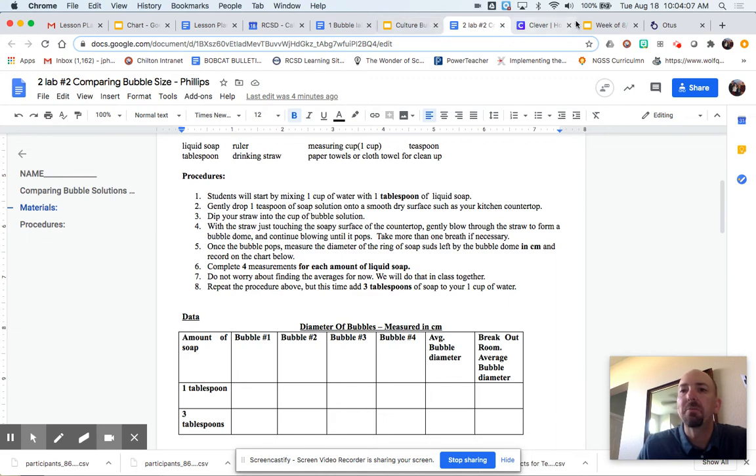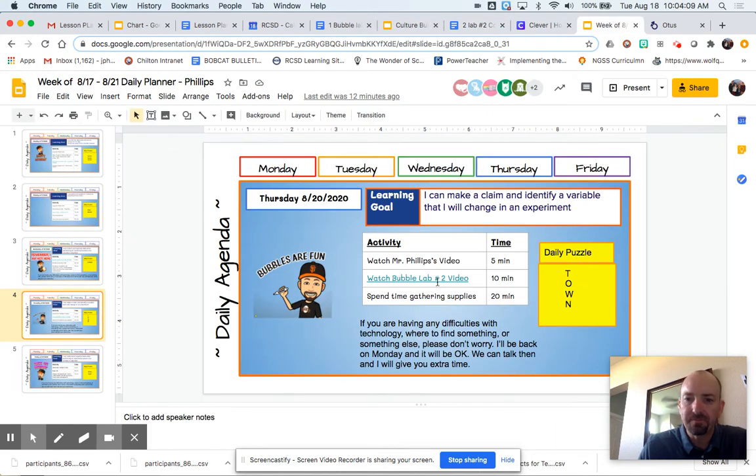So if we look back on the week preview, you're watching me right now explain the lab. And then the lab sheet actually explains how to conduct it and shows me actually performing the lab a little bit. And then for the rest of the period, why don't you go ahead and spend time gathering the supplies so tomorrow you're ready to go. So then that will pretty much wrap up today's activities.